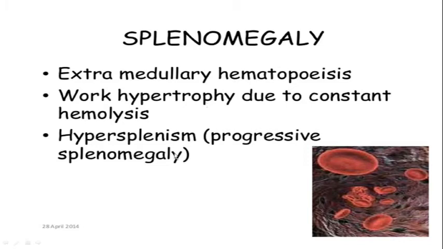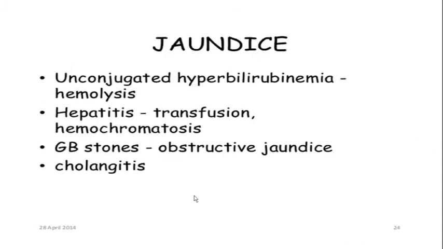And then there is a condition called hypersplenism, where there is a progressive splenomegaly and progressive defect in the RBCs and the other blood products. Jaundice, because there will be unconjugated hyperbilirubinemia, and the direct jaundice will be there, and the hepatitis will again be transfusion related or hemochromatosis related, and there will be production of gallbladder stones. There can be a manifestation of obstructive jaundice because of the gallbladder stones, and that can also lead to cholangitis.